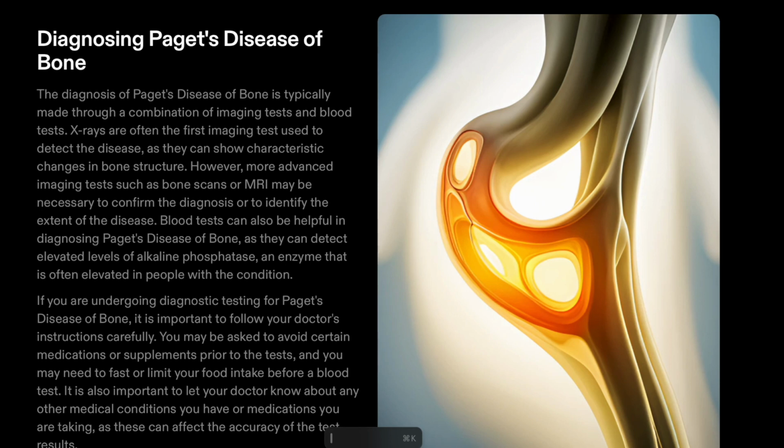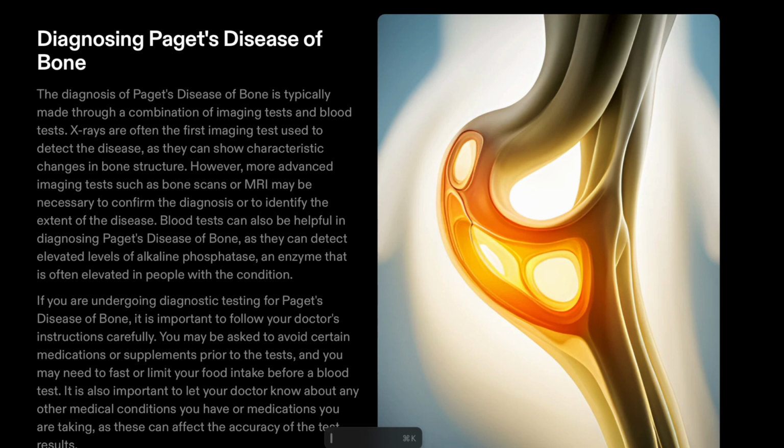If you are undergoing diagnostic testing for Paget's disease of bone, it is important to follow your doctor's instructions carefully. You may be asked to avoid certain medications or supplements prior to the tests, and you may need to fast or limit your food intake before a blood test. It is also important to let your doctor know about any other medical conditions you have or medications you are taking, as these can affect the accuracy of the test results.